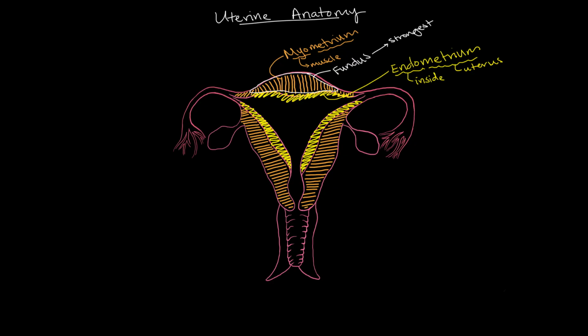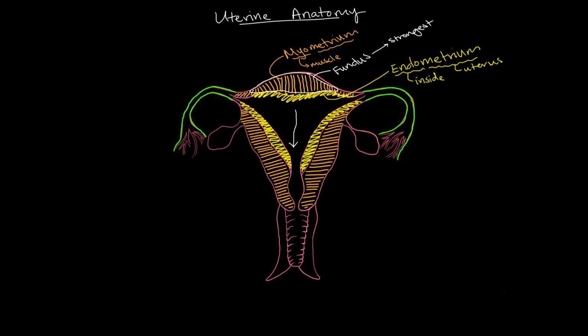This should hopefully make sense. If you have the baby inside the uterus and the baby's trying to go out this way, you'd want the strongest muscle of the uterus to be behind the baby pushing it out. So that's why the fundus is the strongest part of the uterus, at the top here.